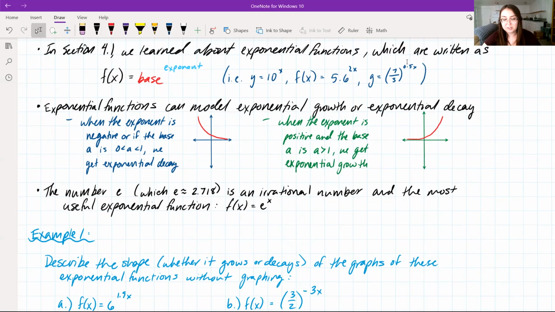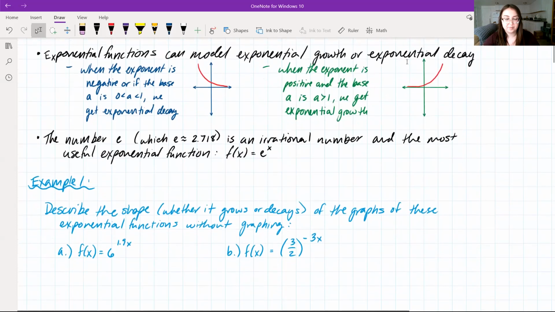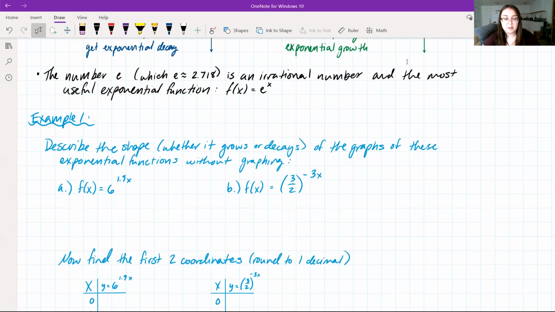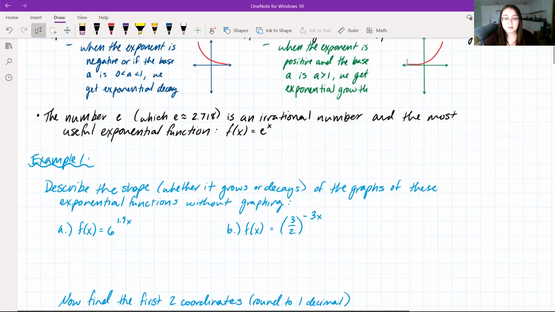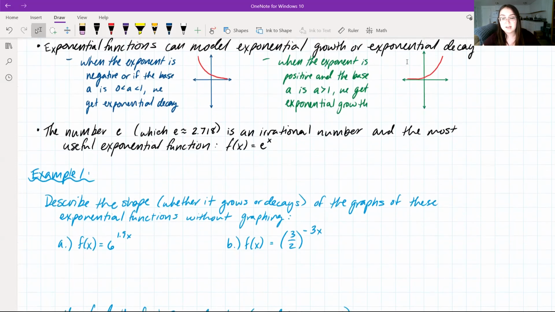Included here are examples of what our exponential decay and exponential growth graphs will end up looking like. Then we went on to talk about the number e, which is equal to about 2.718. It is an irrational number and the most useful exponential function. We'll see it written a lot of times as f of x equals e to the x power. Like we said, e is an irrational number. We round it to about 2.718, but the number e technically goes on and on forever, just like pi does.